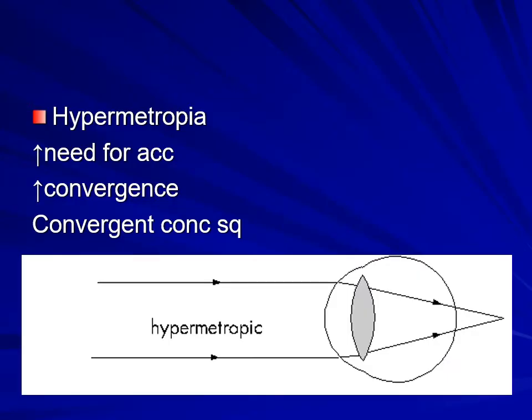In the hypermetropic eyes, the parallel rays with accommodation relaxed are focused behind the retina, so the hypermetropic person is obliged to use accommodation earlier than the emmetropic eye. So there is an increased need for accommodation and an increased need for convergence, so this person is liable to have a convergent concomitant squint.